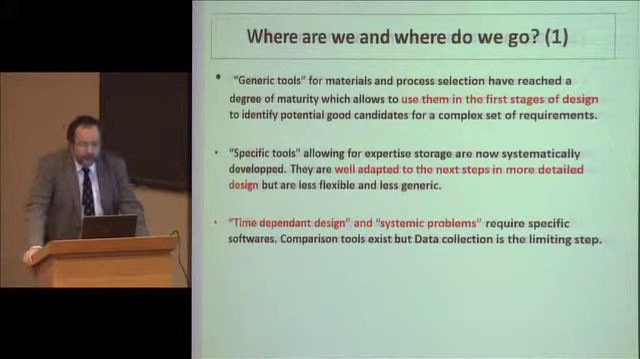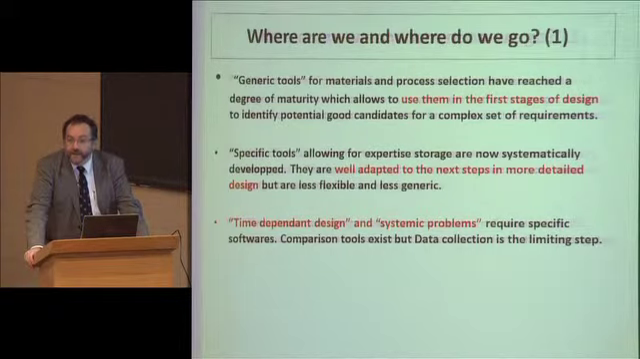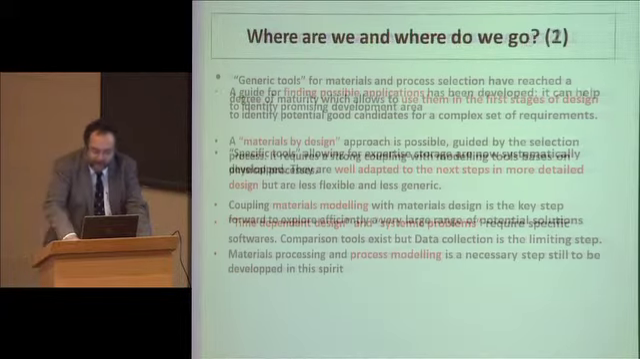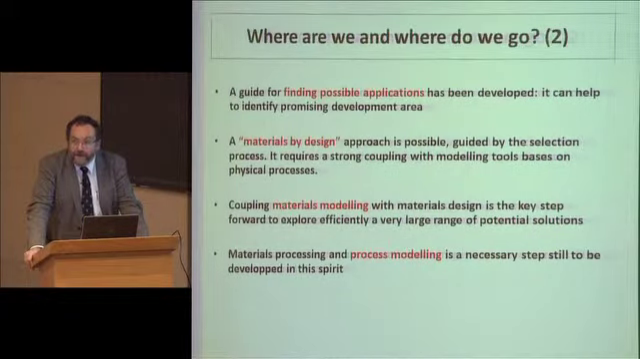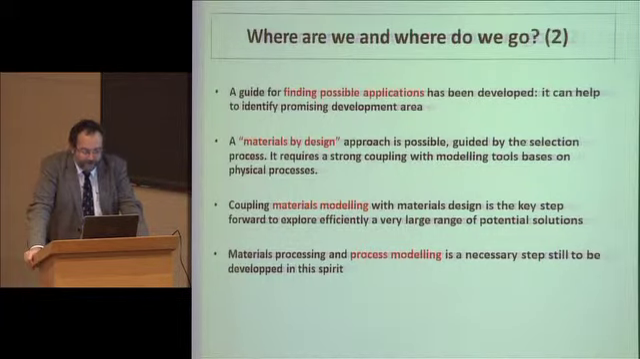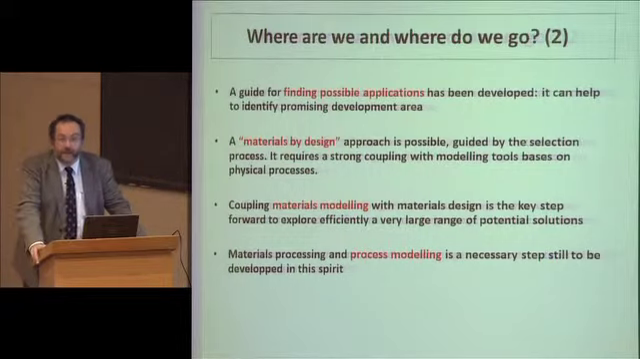So, my conclusions. The generic tools are available and usable in the initial stages of design. Specific tools can be well adapted to later steps, but they become specific, and therefore they're less and less public and more specialized. Time-dependent properties are something that is not very well mastered. There can be also an approach to help you orient the type of information you're looking for a given material.